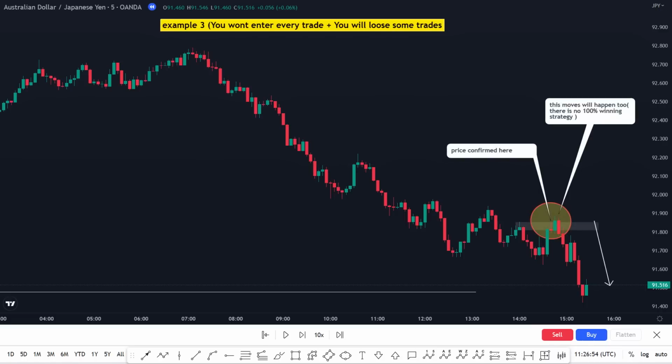We can also see it here. We can see we have a break of structure, a supply zone, plus a confirmation candle. But price action decided to trade above the zone again, which will eventually stop us out. So that is why it is very important to use proper risk management in every trade.